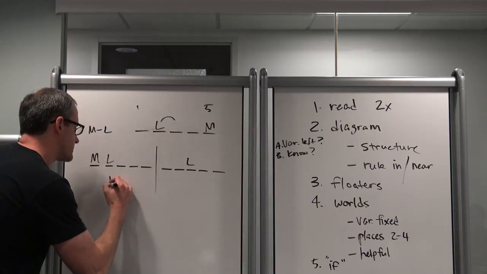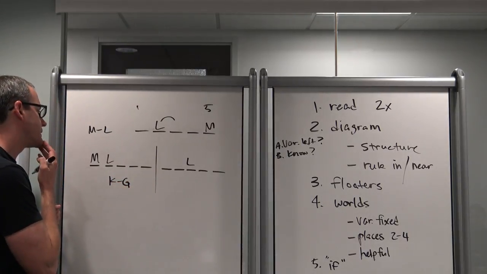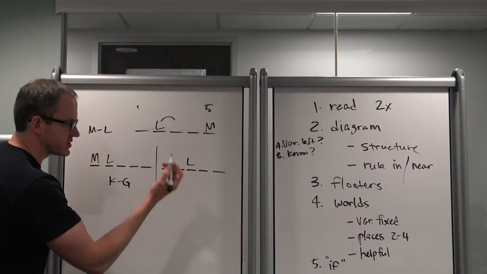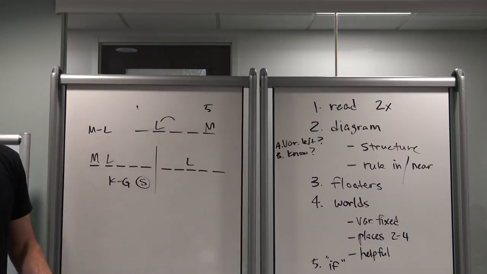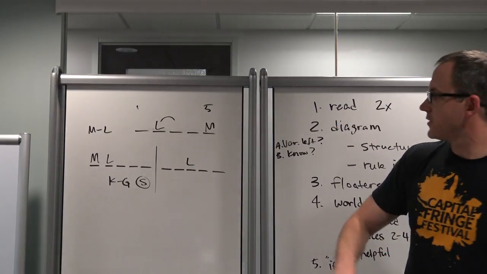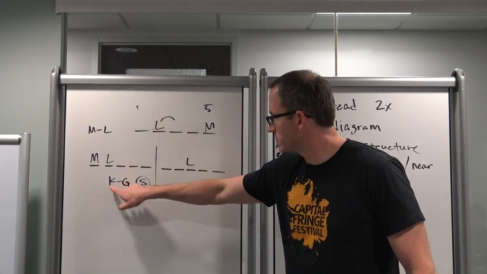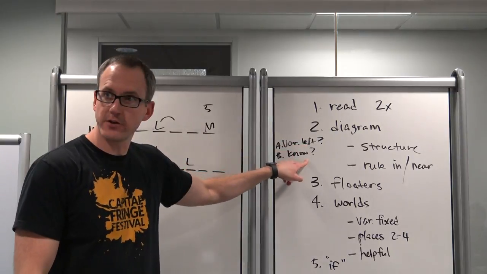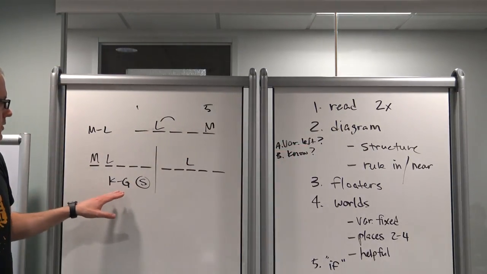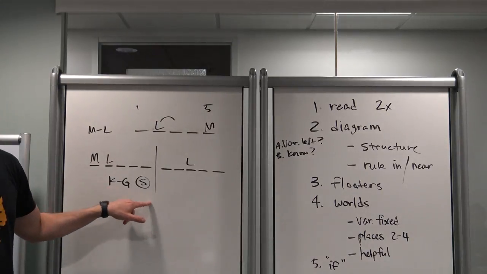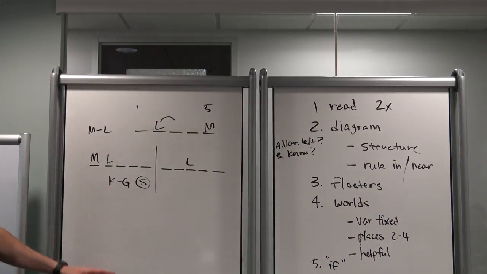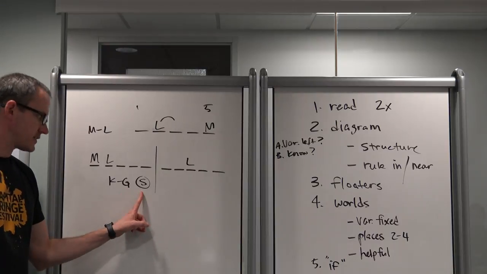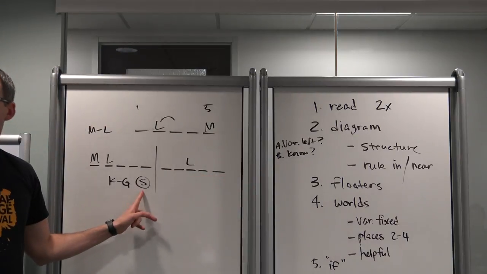No, so what you want to do, let's say there's another rule that says K is before G, and let's say there's another rule, this is a very simple game, but let's say our floater is S. So what you'd want to do is ask yourself, who's left? In this case, K, G, and S. And what do I know about them? What you know about them is what comes from the rules that affect the variables that are left. So here I would say, okay, I know that K and G are left, and K has to come before G. And I know that S is left, and what do I know about S? I know that it's a floater.